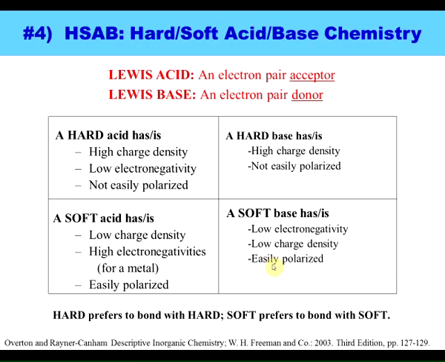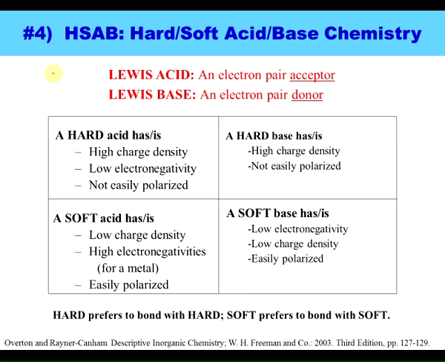Now another thing that we can consider to affect the stabilities of transition metal complexes is hard soft acid base theory. And if we're talking about hard soft acid base theory, we've got to remember our definition for Lewis acids and bases. Remember, for Lewis acids, you have an electron pair acceptor, and for a Lewis base, you have an electron pair donor.